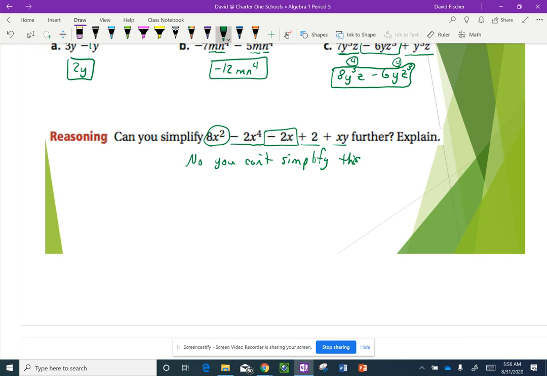How come? There are no variables that are the same. Or let's say terms. That would be better. There are no like terms. That would be a more simplified and correct way of writing your explanation.